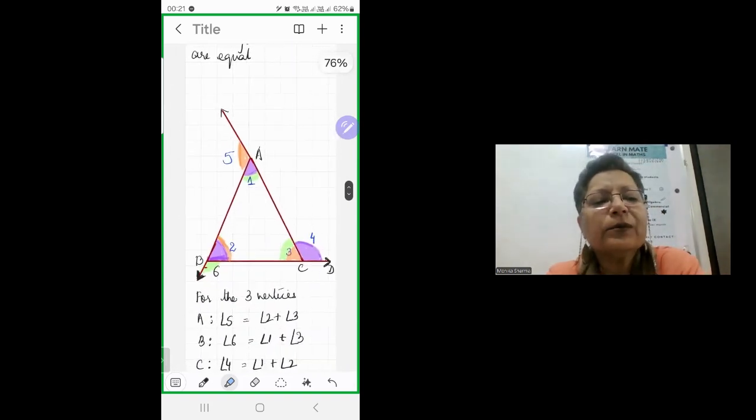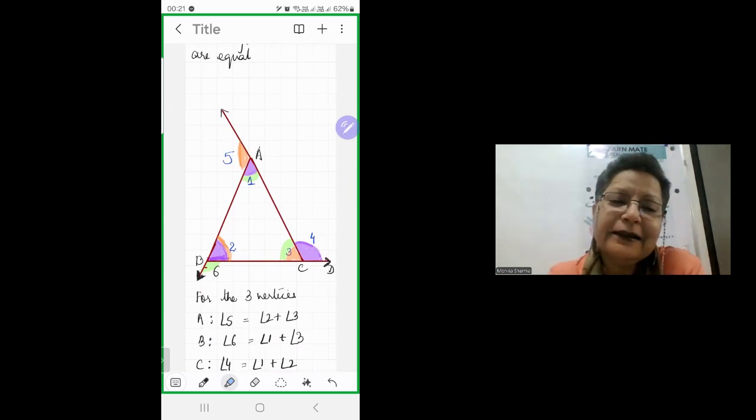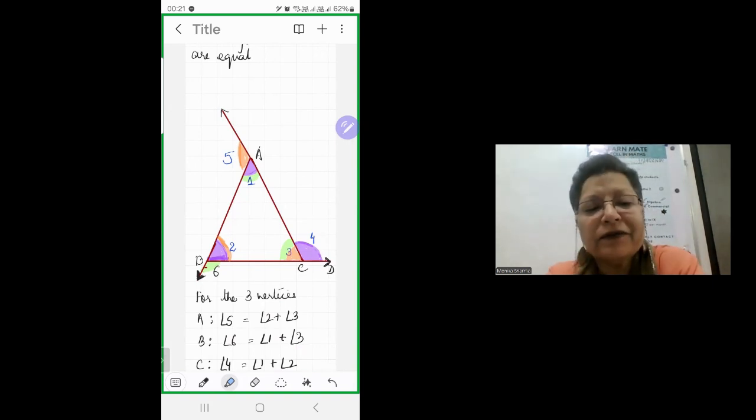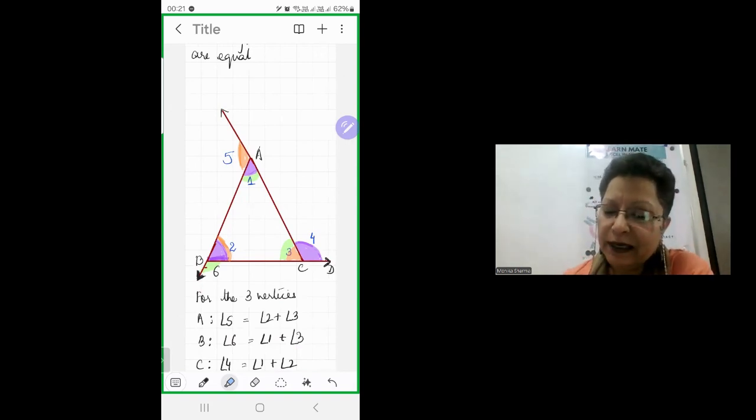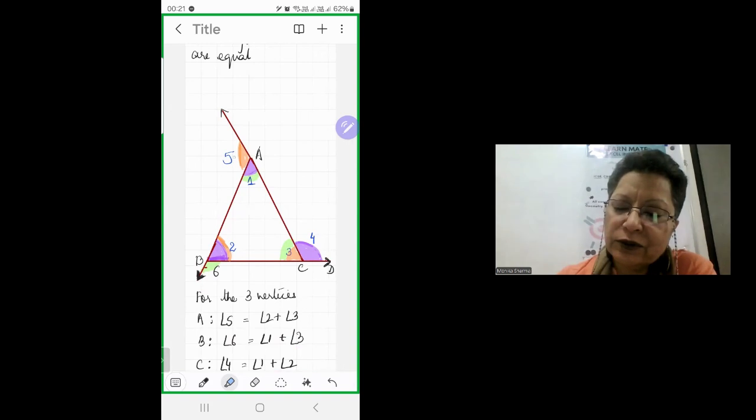three vertices A, B, and C. And I have three exterior angles at the three different vertices, right? I am picking up angle 4 at vertex C, angle 5 at vertex A, and angle 6 at vertex B. We just learned they are equal to the sum of the opposite interior angles. So what is 5 here going to be?